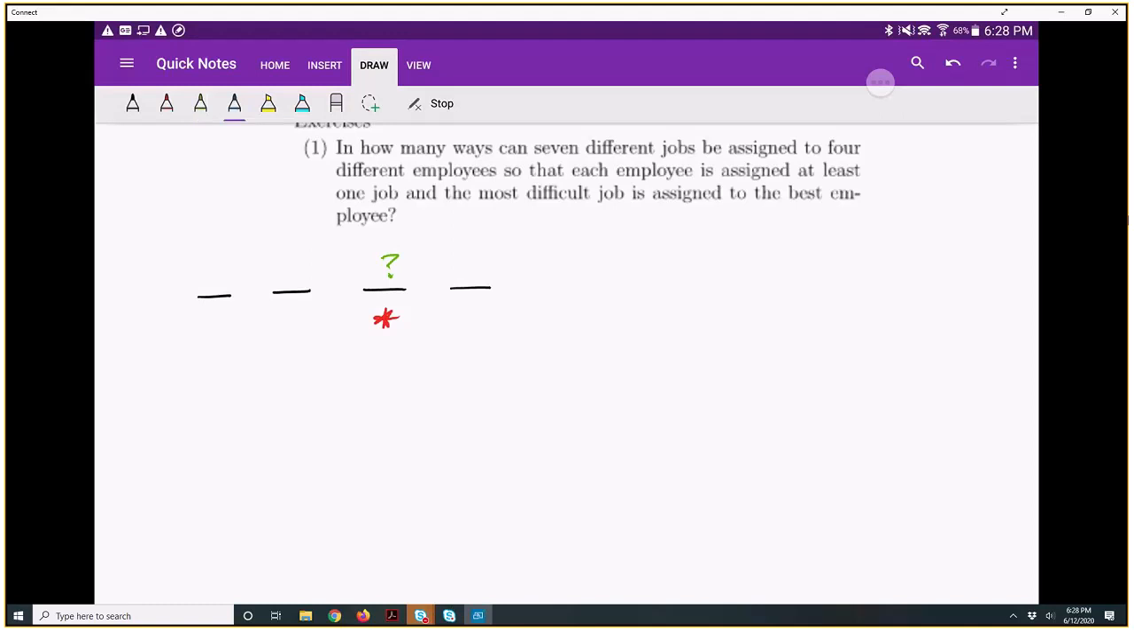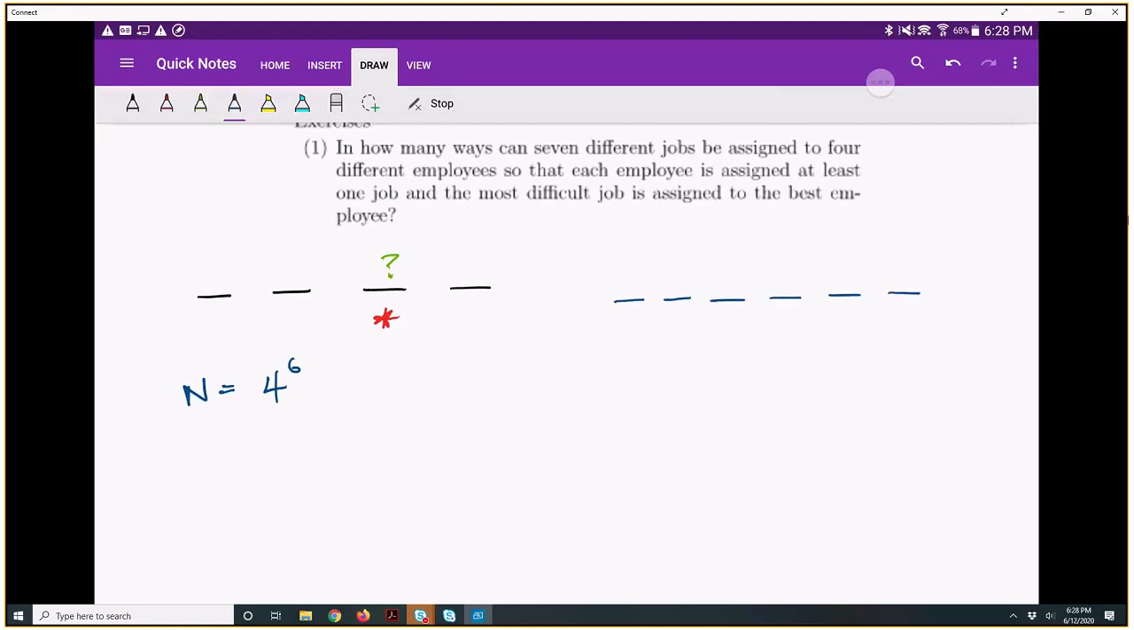So the total number of ways that we could assign 6 jobs amongst 4 people would be 4 to the power 6, because we're actually thinking of sort of reversing this process. For each job, I have 4 people to choose from. So I'm actually thinking of the jobs as the blanks.